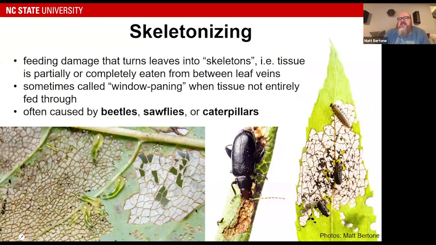The next is a little daintier feeding, but these are skeletonizers. So they like to feed on the tissue that's a little softer in between the veins of the plant, and so they cause the plant to look like a skeleton, and that's why we call it skeletonizing. So it's either partially or completely eaten between the leaf veins. It's sometimes called window painting when the tissue is not entirely fed through. You can see that on the bottom left of those slug sawfly larvae, feeding on I think it was a prunus. And so they're just feeding on the really nice tender stuff. This is often caused by beetles, sawflies, or caterpillars.